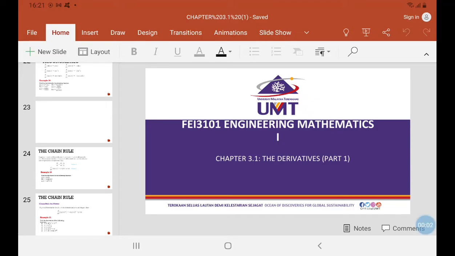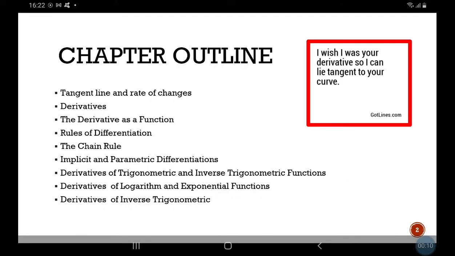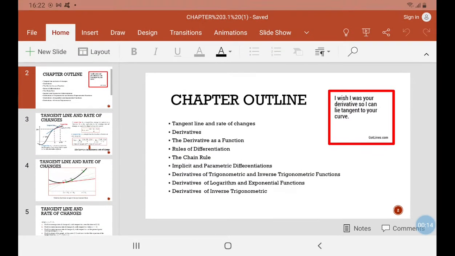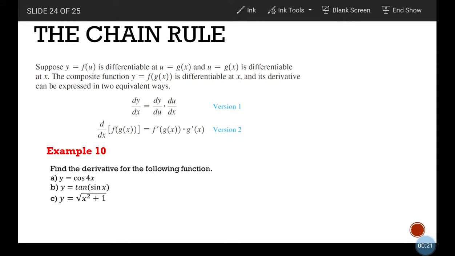Hello class. So today we're going to learn about the chain rule. Okay, let me see here. The chain rule is this part here. Okay, so here we go.